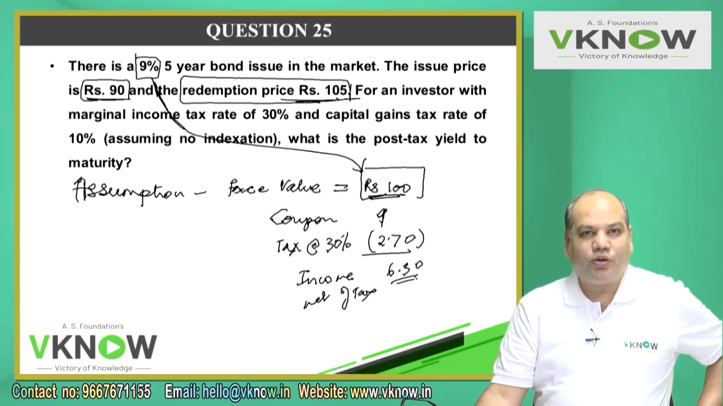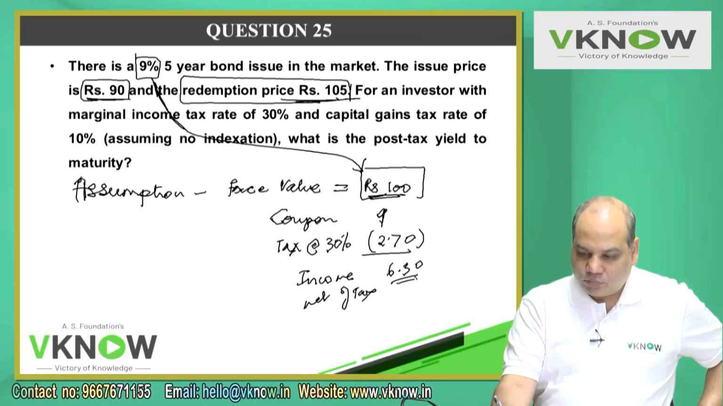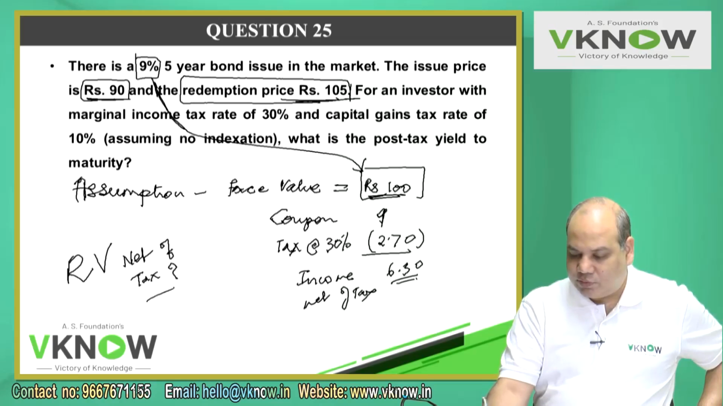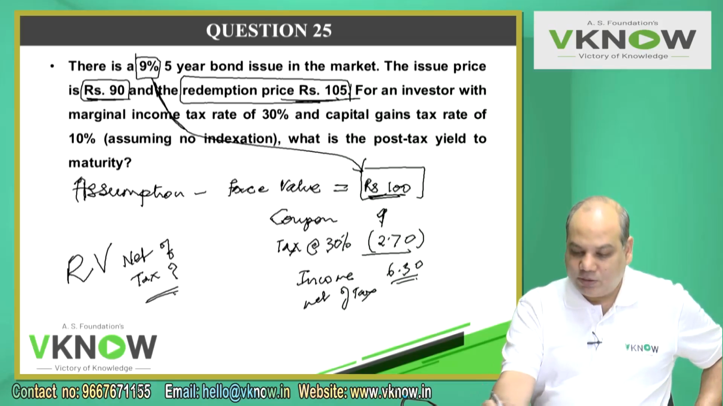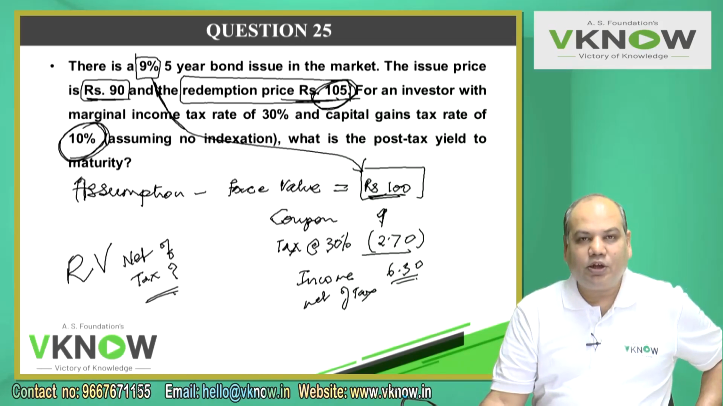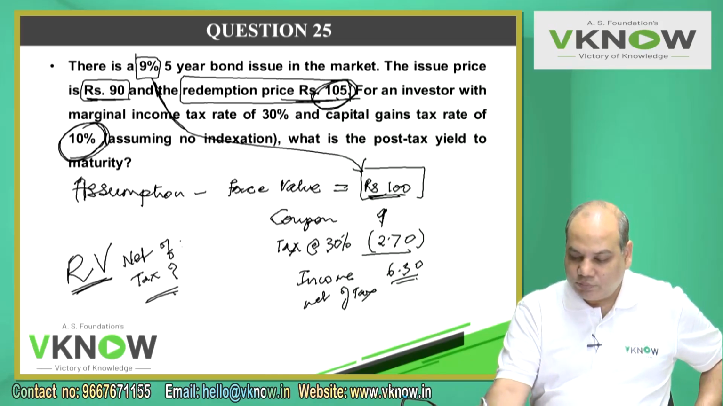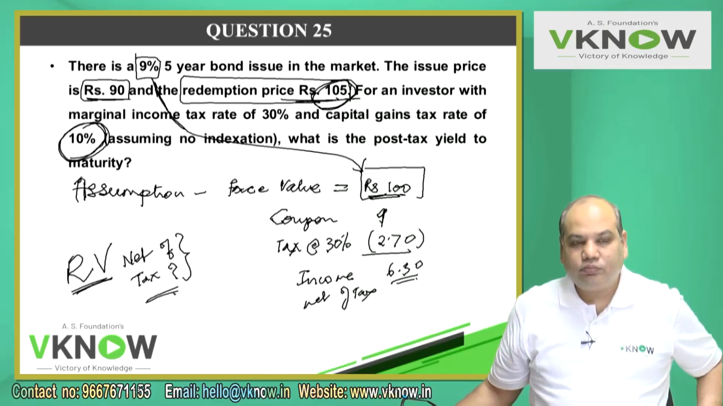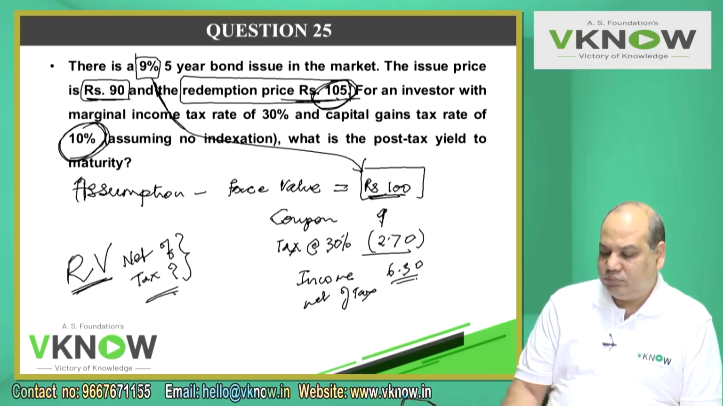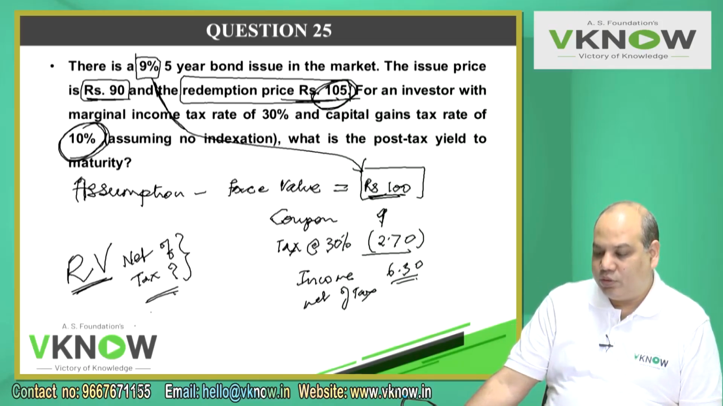So in this question your coupon will not be 9, your coupon will be coupon after tax, which is 6.30. So I am going to ask you one question now. What is the redemption value net of tax? What is the net amount the investor will receive on maturity after paying capital gain tax of 10%? He will receive 105, but then he has to pay capital gain tax also. So please answer, what is the redemption value net of tax? 5 seconds more.